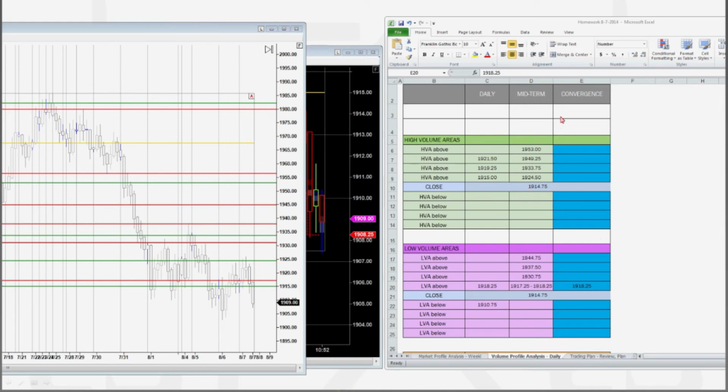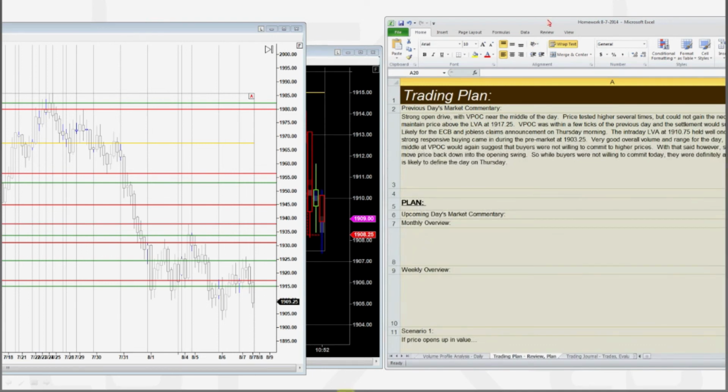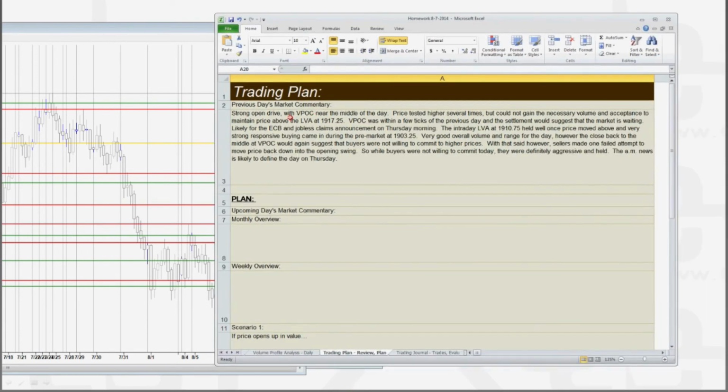So once I've got this chart filled in, and I'm also looking at how my week is developing, then I move on to this trading plan. Somebody asked me about this earlier today. So what I'll do is I'll create my commentary on the day. What happened today? Well, we had a strong open drive with VPOC near the middle of the day.